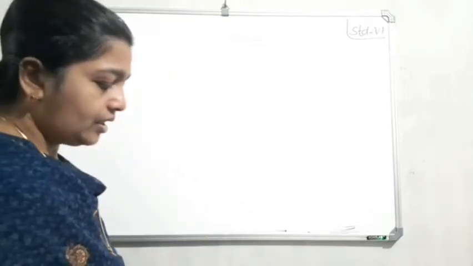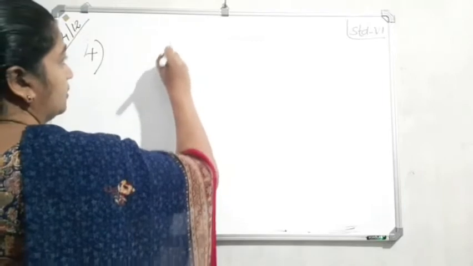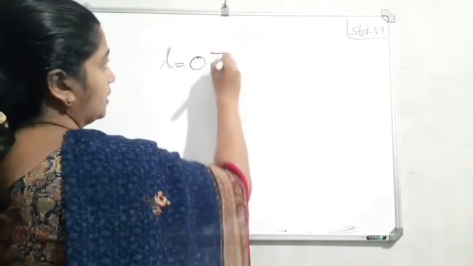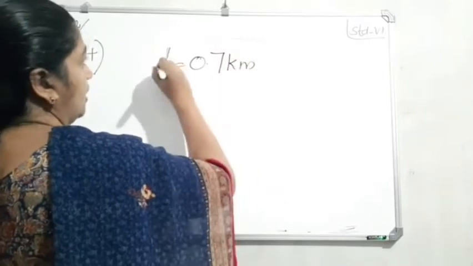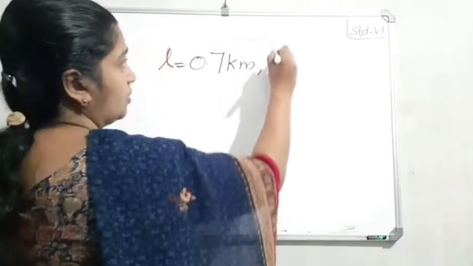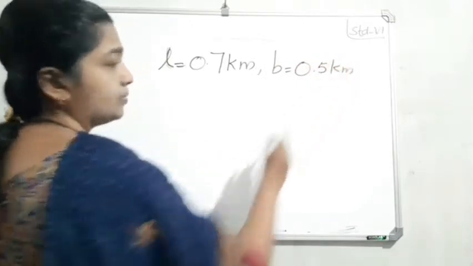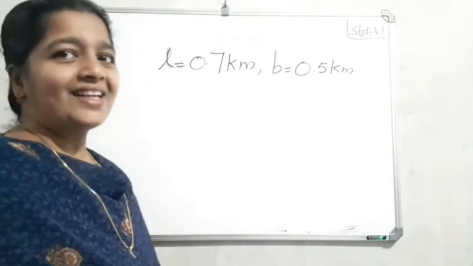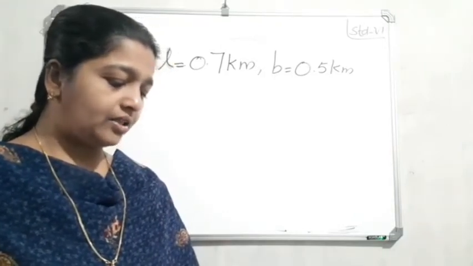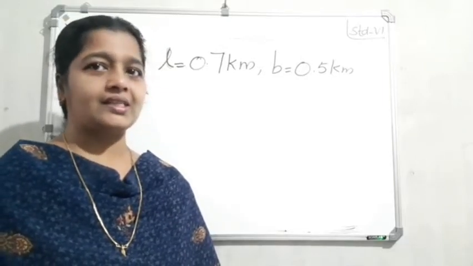So, first, length equal 0.7 kilometer and breadth equal 0.5 kilometer. Once more, 0.7 kilometer and 0.5 kilometer. Each side is to be fenced with 4 rows of wires.